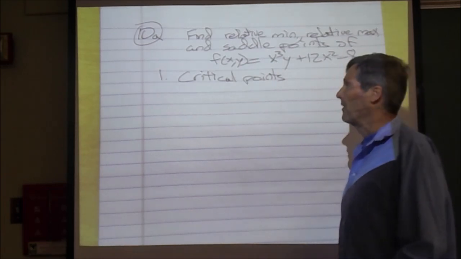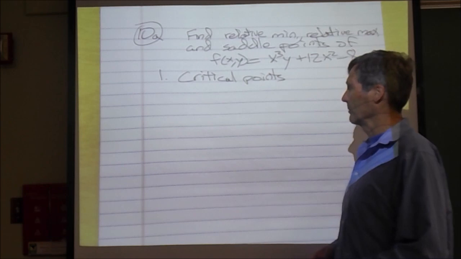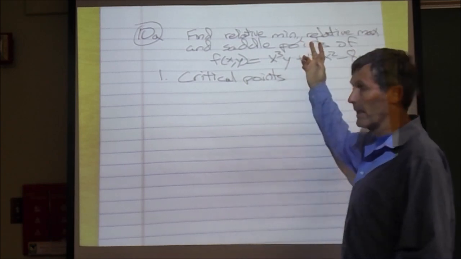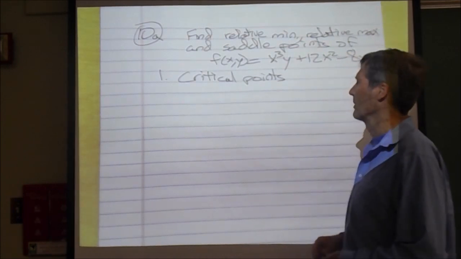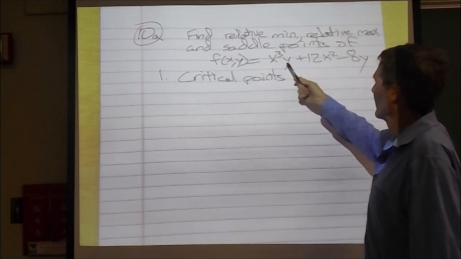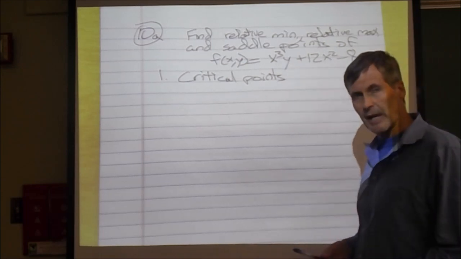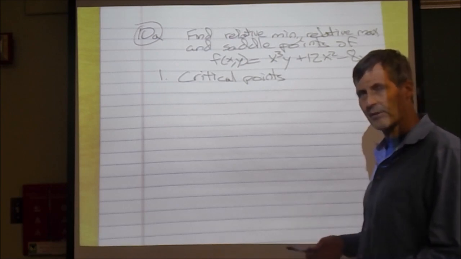This time, instead of finding an absolute max and an absolute min over a closed bounded region, we're going to try and find relative maxima and minima of a function, and we don't need a bounded region anymore. How do we find the relative maxima and minima? Again, it's similar to calculus 1. You find the critical points and you check each one with the second derivative test is what we'll do.